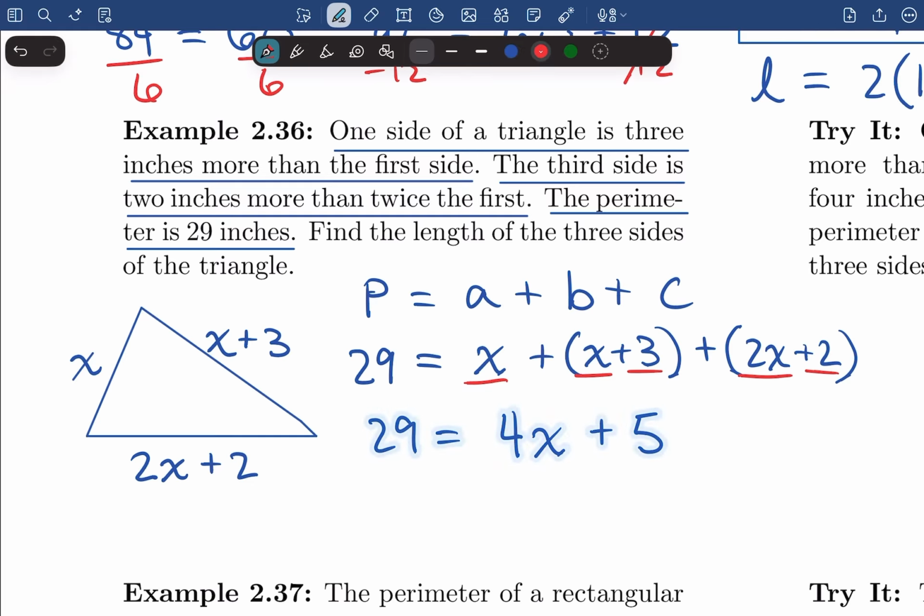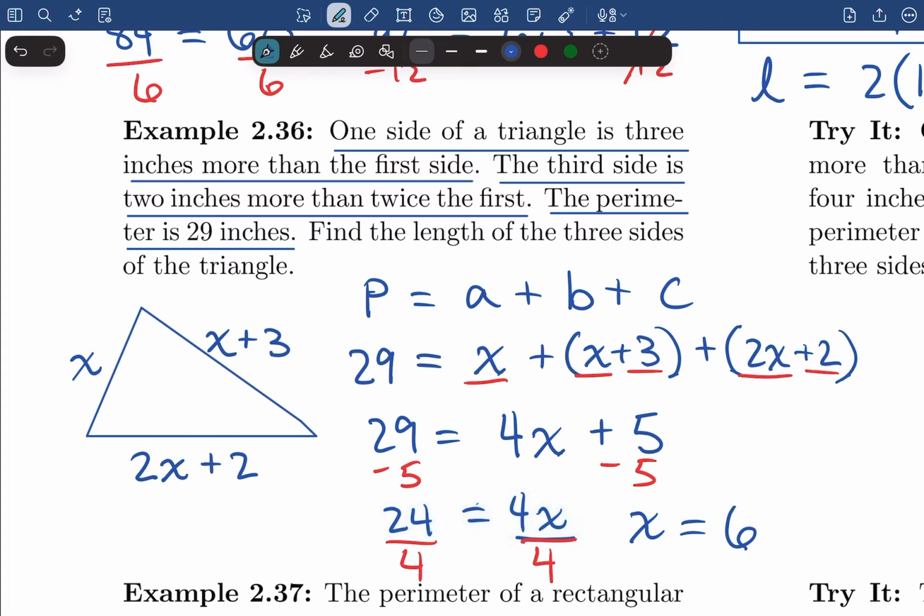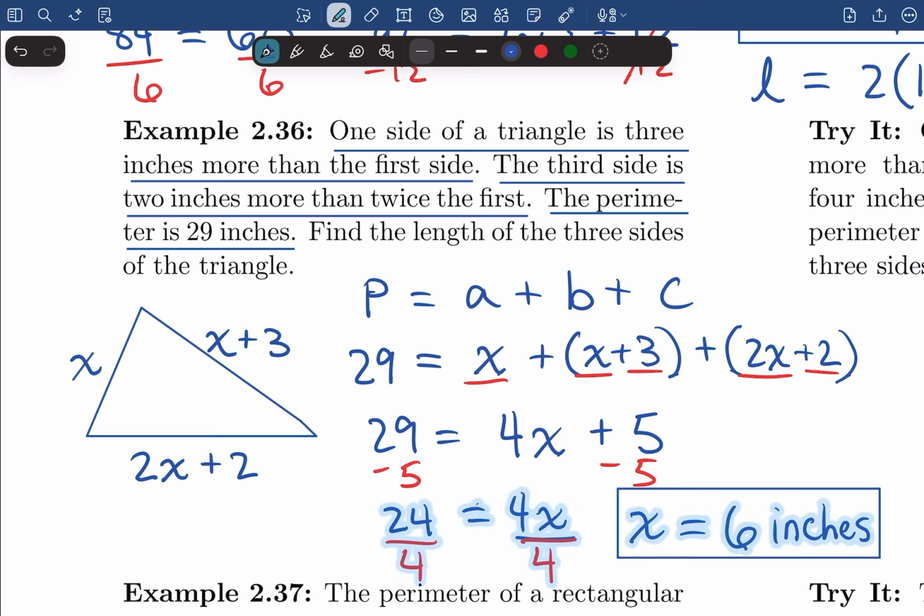Now, there are 2 basic operations to do to finish. To solve for x, we just need to subtract 5 and then divide by 4. Let's subtract 5 first. 29 minus 5 gives me 24, and that equals 4x. And now we can divide by 4 on both sides, and we find out x equals 24 divided by 4, which is 6. And we are talking about inches as our unit of length in this case. So I'm going to write x equals 6 inches. I've just discovered the first side of the triangle is 6.